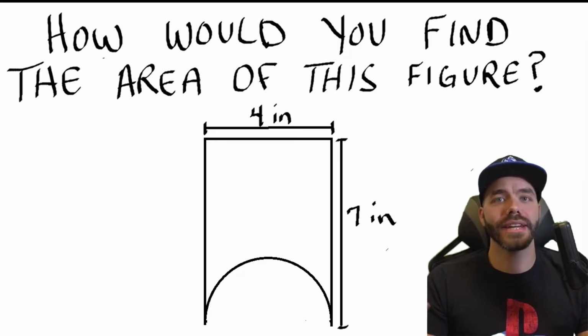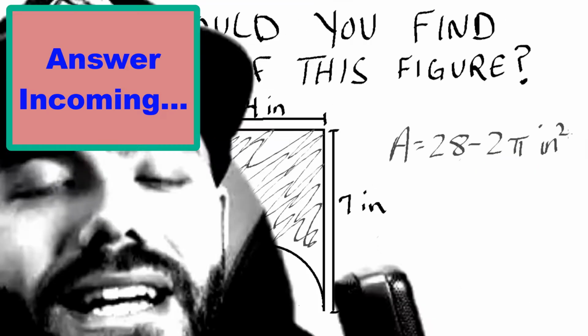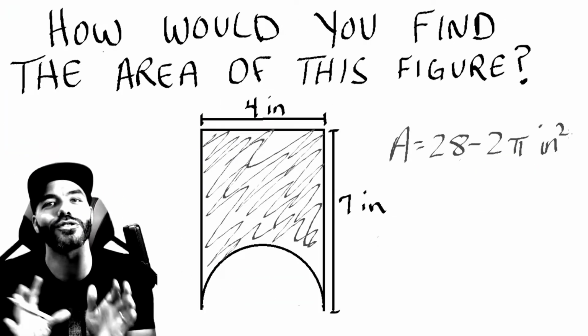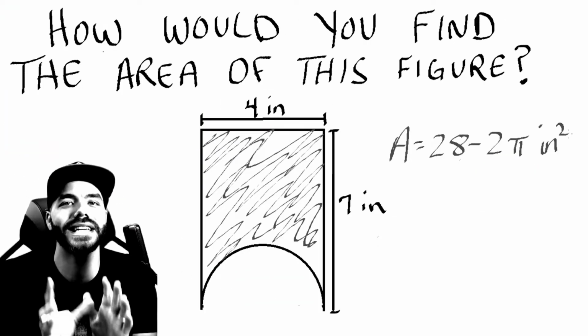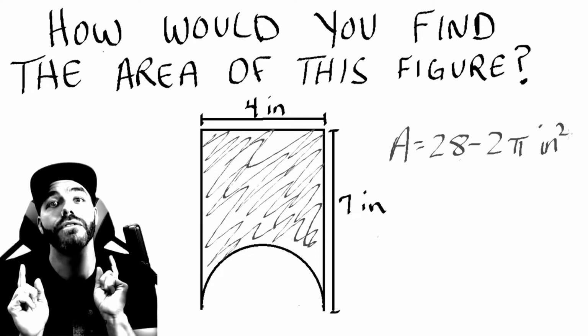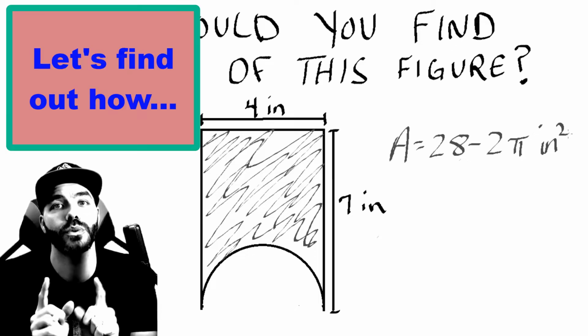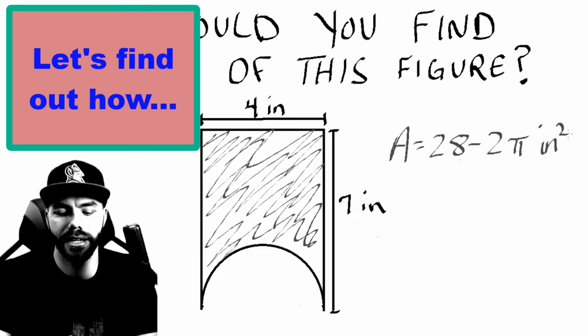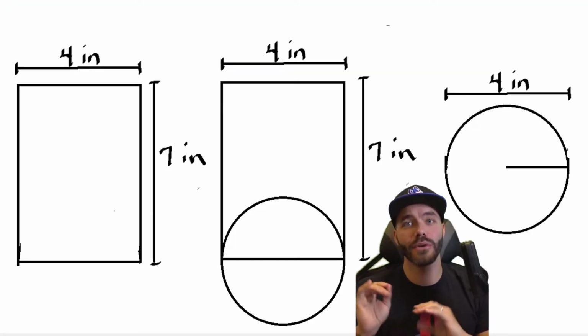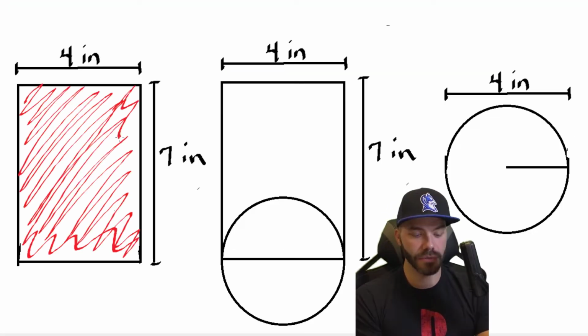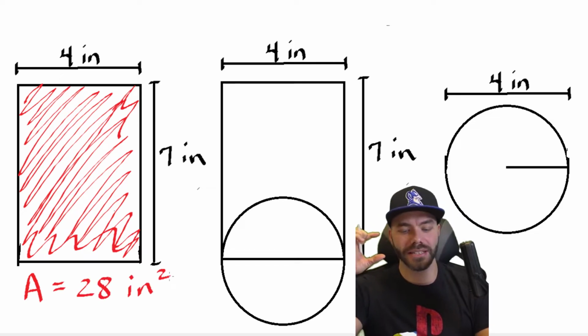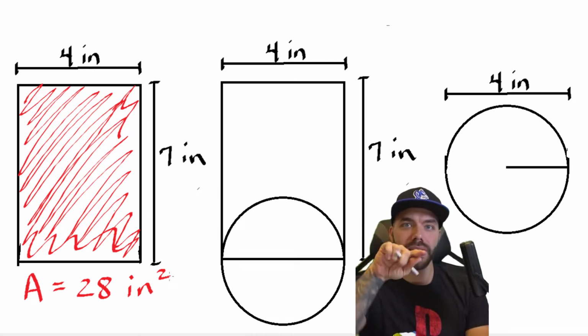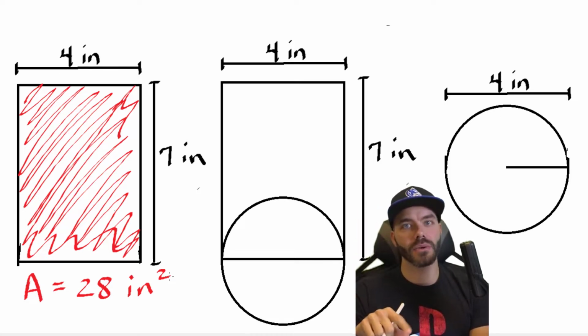How would you find the area of this figure? How does this translate into the idea of area between two curves? Let's check that out. Visualize the rectangle, find the area of that rectangle, which is 28 square inches. Now visualize the circle being ripped out of that rectangle on one side.